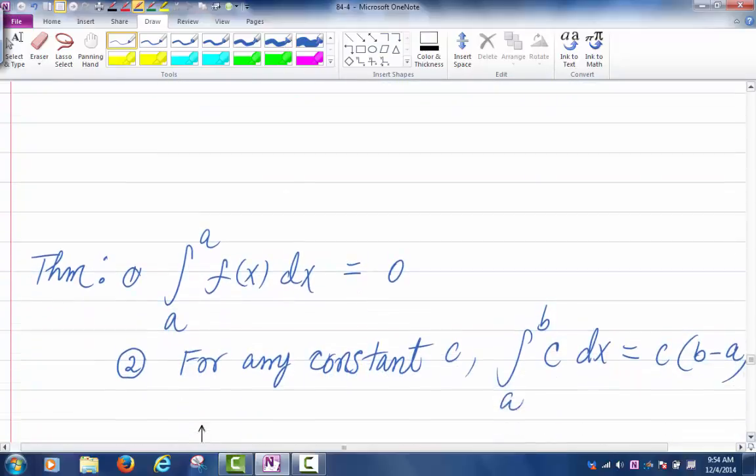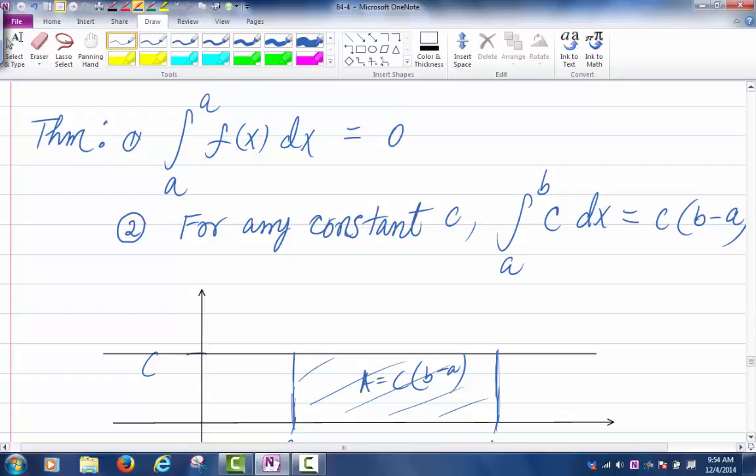Okay, so here's another theorem. If I integrate a function from a to a, f of x dx, then that integral should be 0. Can someone give me an argument for why number 1 is true by using Riemann sums? Remember, the integral is the limit of the Riemann sums as the mesh goes to 0. So can you tell me why this integral is 0?